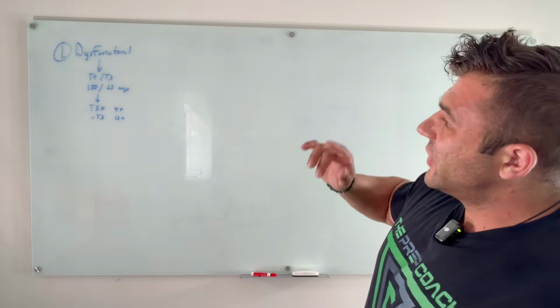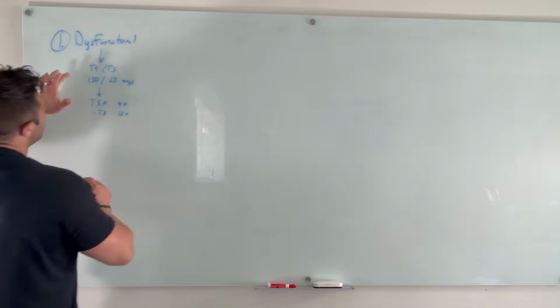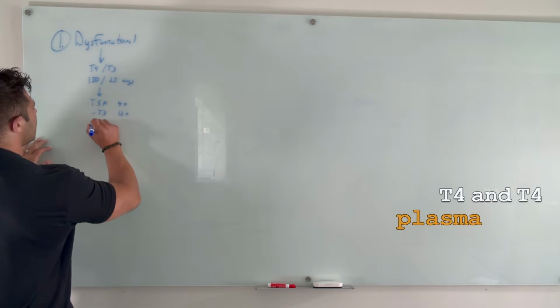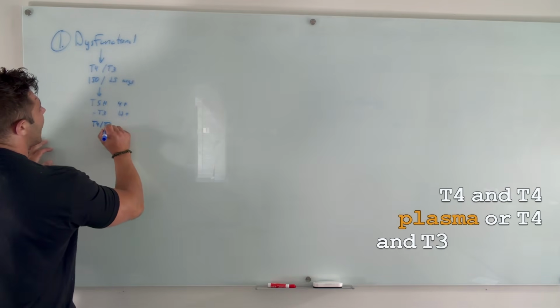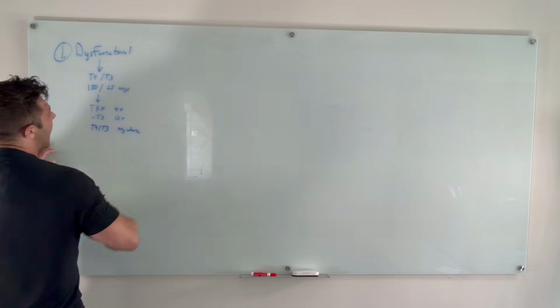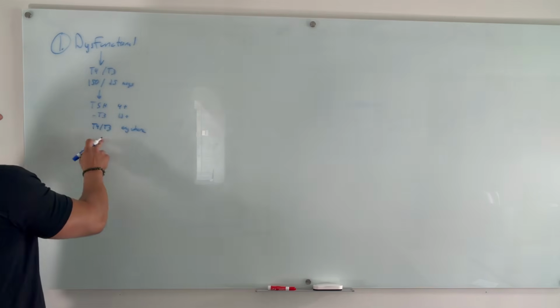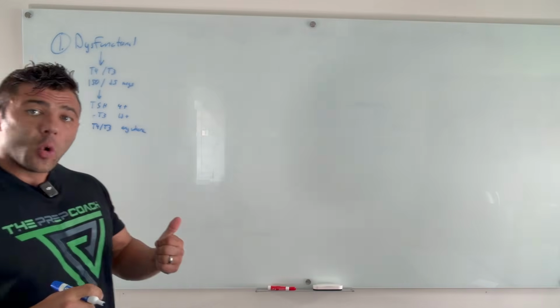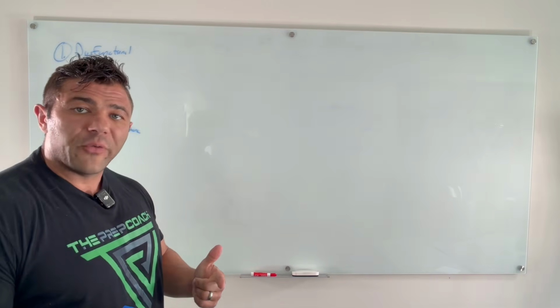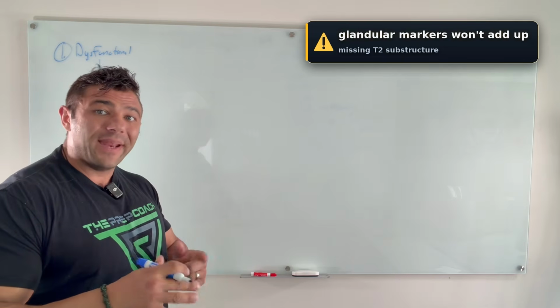So reverse T3, TSH, and then depending, and this is the hard one to really see, these T4 and T3 plasma levels can be almost anywhere. I have seen a high TSH, a high reverse T3, and either T4, T3 showing hyper or hypothyroidism. So from a glandular-based aspect, it doesn't make sense. How can that be happening?